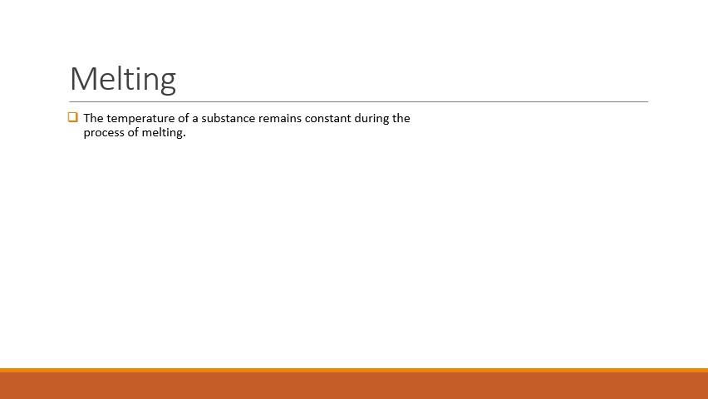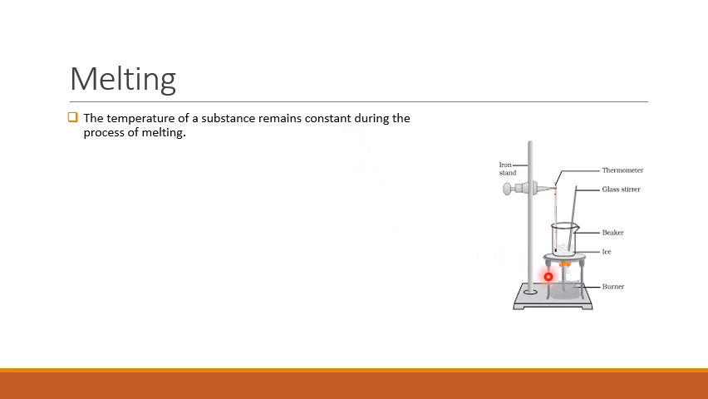Now, during the process of melting, the temperature of a substance remains constant during the whole process. Now, let's understand it with the help of an experiment. In this setup, I have taken a few ice cubes in a beaker, and a thermometer is kept in the beaker to measure the temperature of the contents of the beaker, and it is held with the help of an iron stand. We are providing heat to the beaker with the help of a burner.